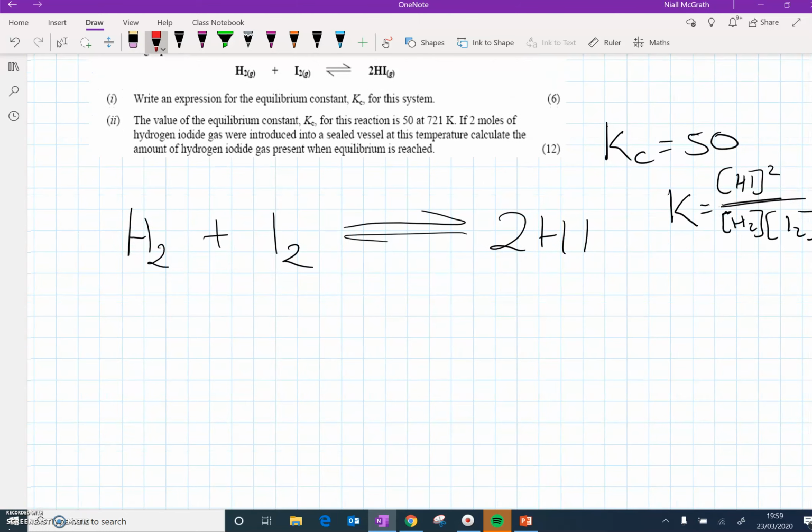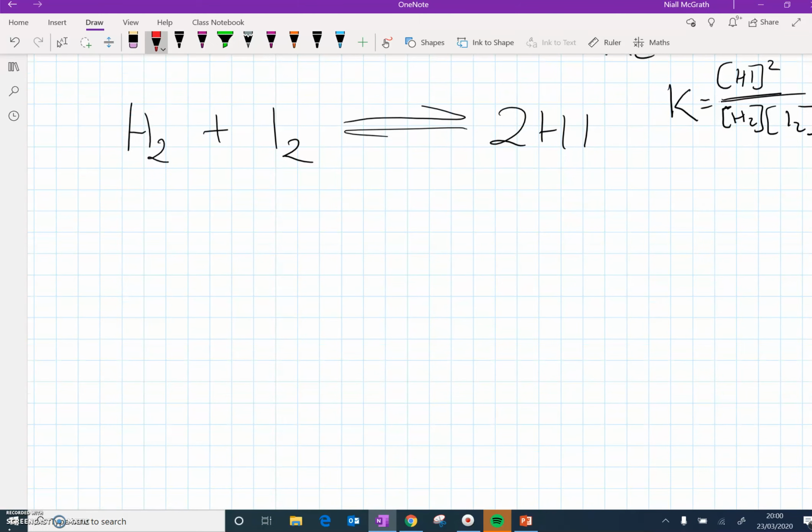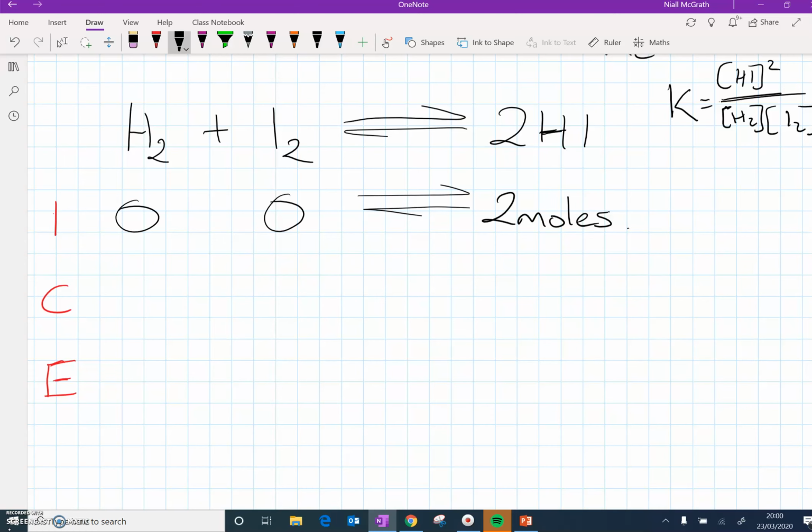Okay, so if we create one of our ICE tables, you have initial, change, and at equilibrium. Initially we have that 2 moles of this hydrogen iodide gas are introduced. So here you initially have 2 moles of this. At this point in time you have 0 and 0.